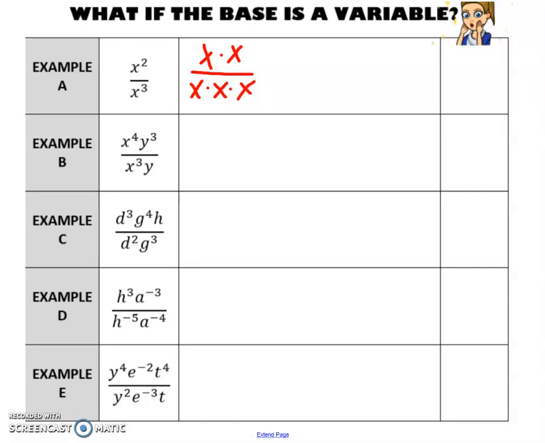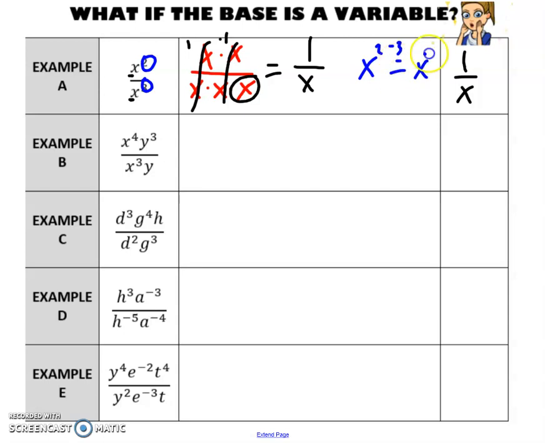Then we're looking for what can I reduce to 1. x divided by x is 1, x divided by x is 1. Interesting. What do we have? We have 1 times 1, so our numerator is 1, and we're left with an x in the denominator. So I have 1 over x. If I were to subtract, same base says I can subtract the exponents. That would be x to the 2 minus 3, which equals x to the negative 1.